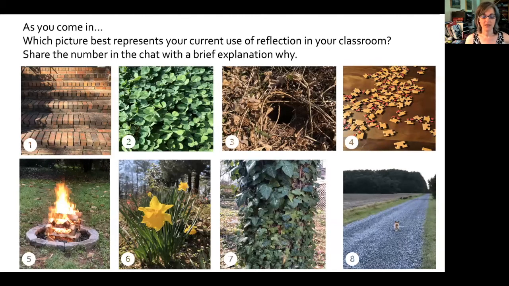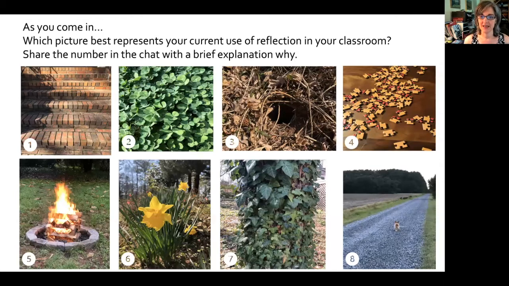that has eight images on it. And they were invited to choose a picture that best represents their current use of reflective activities in the classroom. So they shared the number of the picture that corresponded and then briefly described why. So I'll just read a handful of the ones that folks put in the chat to give you an idea of some of the responses.